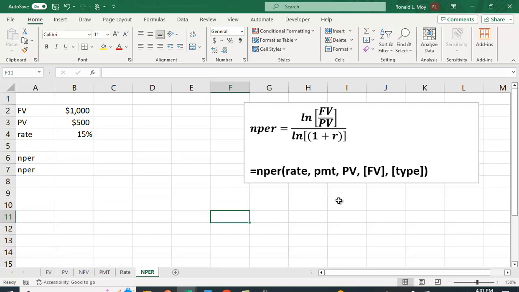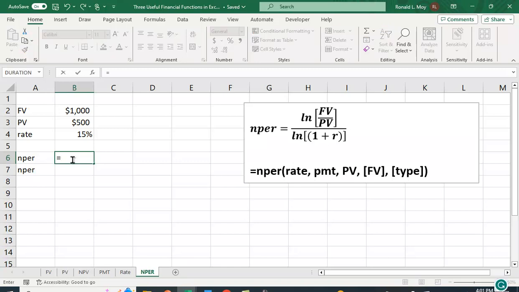What is this telling us? This is saying we have $500. We want it to grow to 1,000. We have an interest rate of 15%. How long is it going to take us to get to that $1,000? So let's solve for the number of periods. I'll try and do it with the formula.